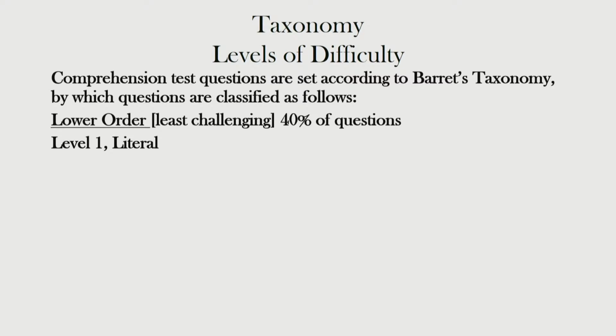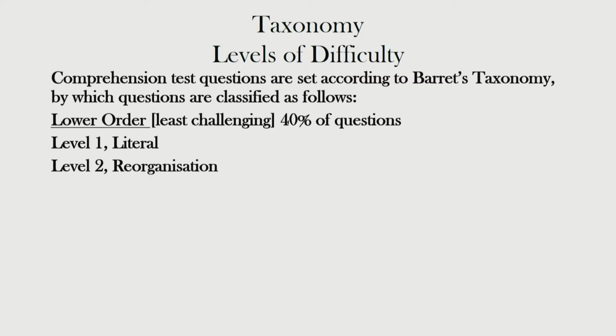You'd ask something like, in what year did the incident take place about which you are reading? And you'd say something like 1946, and it's either right or it's wrong, and that's it. You find the answer directly in the text. It's the lowest of the lower orders.